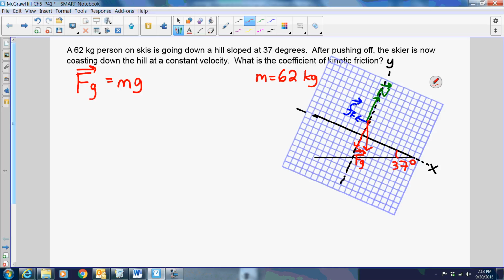And I get 62 times negative 9.8 newtons per kilogram. Do that real quick. Okay. And I don't know how many sig figs. It looks like I should only keep 2. I'm going to keep 3 just for grams. So I get 608 newtons, which is down. I'm leaving the negative sign there.